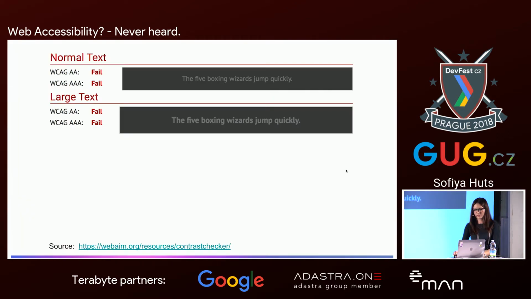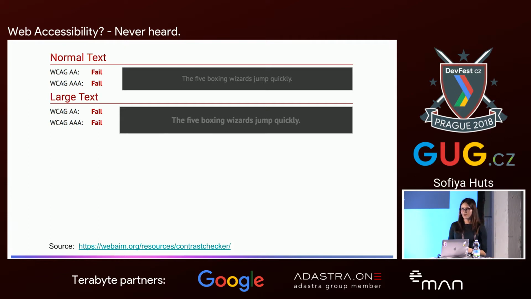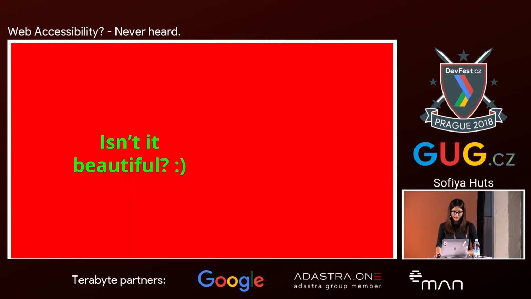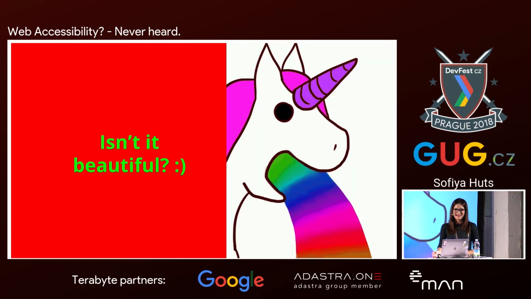Also, there is a very great website called webaim.org. It's Web Accessibility In Mind. This is a great website. They have a bunch of different resources and training about web accessibility. So I just checked this light gray text on the dark gray background, and it failed. And if you improve your text a bit and make it lighter, it looks good, and the test passed. Isn't it beautiful? I love it.